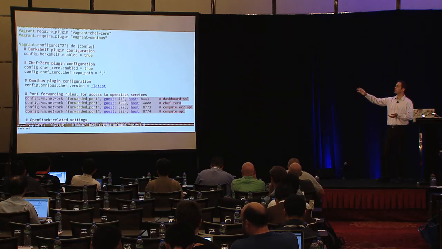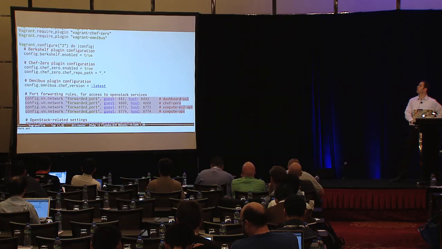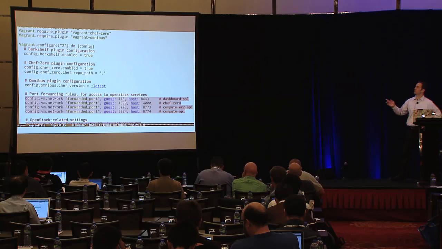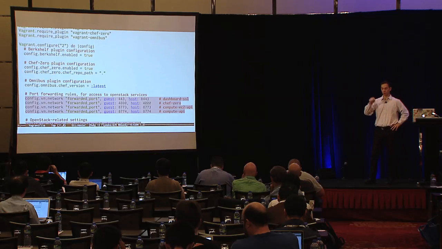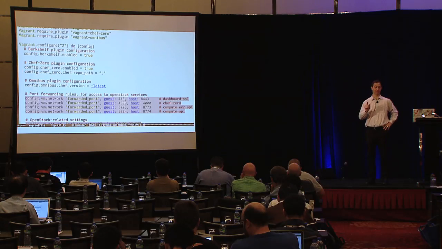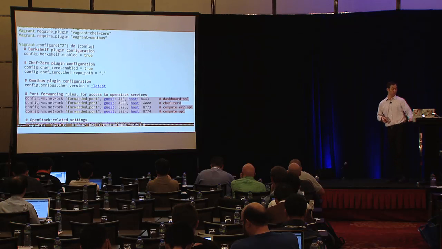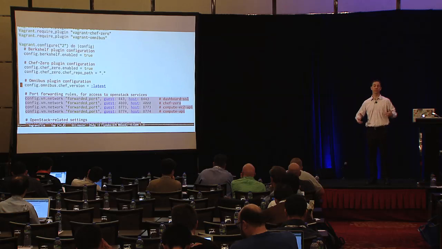If you're familiar with Vagrant, this is a pretty straightforward Vagrantfile. Berkshelf is enabled. Chef Zero is enabled. The Chef Zero repo path says, look in the current directory, and there's an environments directory and a roles directory. Then it'll get the cookbooks from Berkshelf, and that's all it needs to know. It just looks in the local path. You can have it look somewhere else if you need it to. It's pretty straightforward. On the Omnibus Chef version, you can specify a specific version if you needed to test 11.6.2 or something like that. We're just floating on latest.